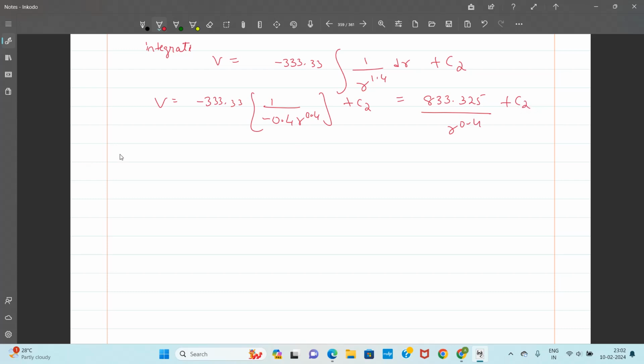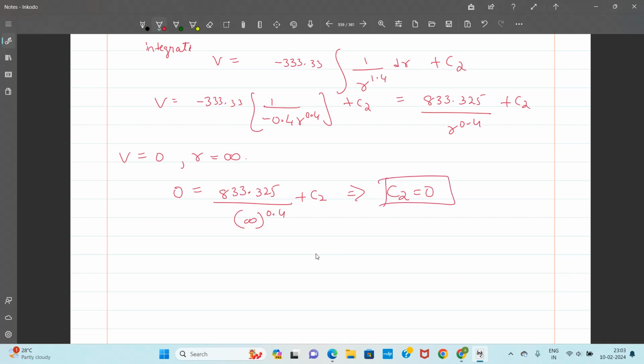Now we'll use the second condition given in the question, that is V is equal to 0 when R becomes infinity. So if I use that here, V is 0, that is equal to 833.325 divided by R, which is infinity, to the power 0.4, plus C2. Anything divided by infinity is going to be 0, which implies your C2 is also equal to 0. So finally, you are getting the potential equation as 833.325 by R power 0.4 in volts. Okay, so this is the answer you get for potential.